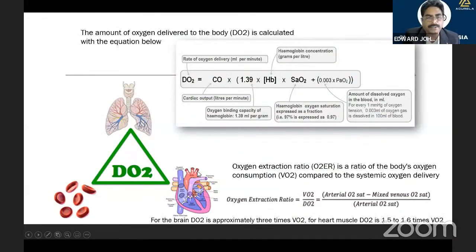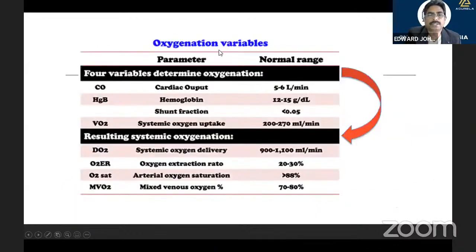So for oxygen delivery, what are the important things? The oxygen has to be captured from the lung and transferred by the hemoglobin, and by the cardiac pump, it has to reach the tissues. So hemoglobin and cardiac output are more important for oxygen delivery. These are the oxygen variables: cardiac output 5 liters, hemoglobin 12 to 15, and systemic oxygen uptake 250 ml per minute. Oxygen delivery is 1000 ml, extraction ratio is 25%, arterial oxygen saturation is more than 90, and mixed venous saturation is 75. So these are the normal values.